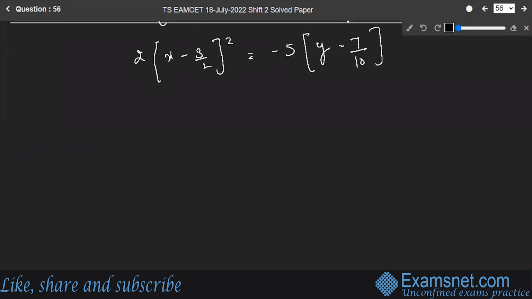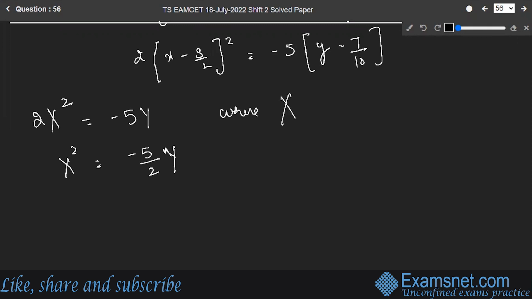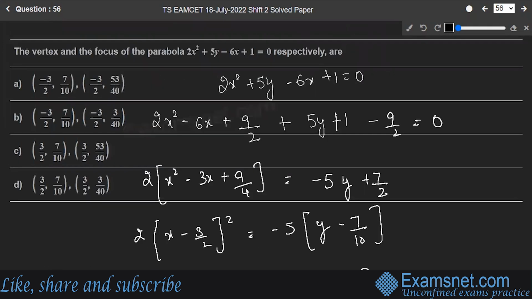Okay. Now, let's say this is equal to 2X squared is equal to minus 5Y, or X square is equal to minus 5 by 2 Y, capital X, capital Y, right? Where X is equal to x minus 3 by 2 and Y is equal to y minus 7 by 10. Hope you got that. Now, what do you have to find out? Vertex and the focus.